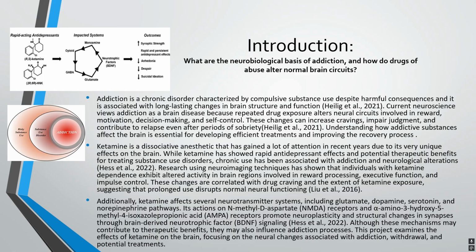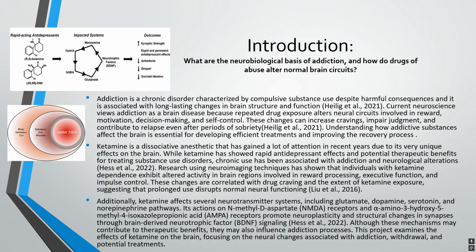Introduction. Our research question was, what are the neurobiological bases of addiction and how do drugs of abuse alter normal brain circuits? Addiction is a chronic disorder characterized by compulsive substance use despite harmful consequences, and it is associated with long-term lasting changes in brain structure and function. Current neuroscience views addiction as a brain disease because repeated drug exposure alters neural circuits involved in reward, motivation, decision making, and self control.